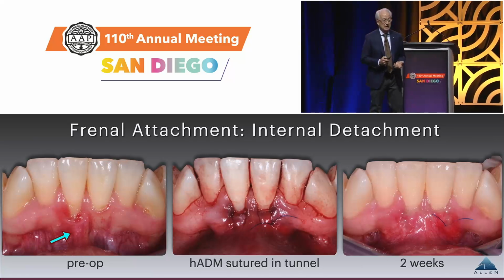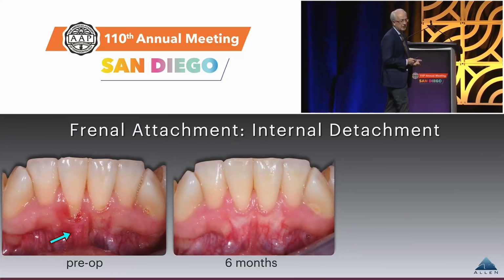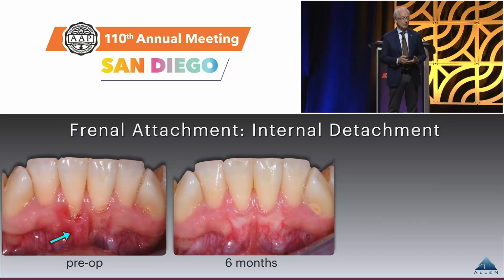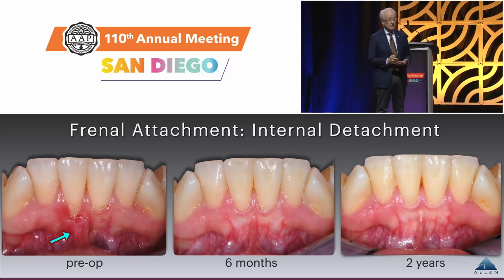inserted and sutured, and a 2-week outcome. This is sort of average for a 2-week outcome. It's not the best, but I think it's working well for an early, no retraction example. And if we look at a 6-month outcome and at a year, what I'd like you to notice, we'll go out to 2 years, is the frenum.